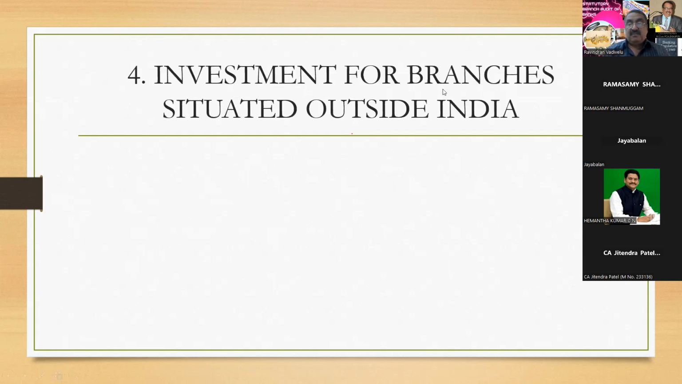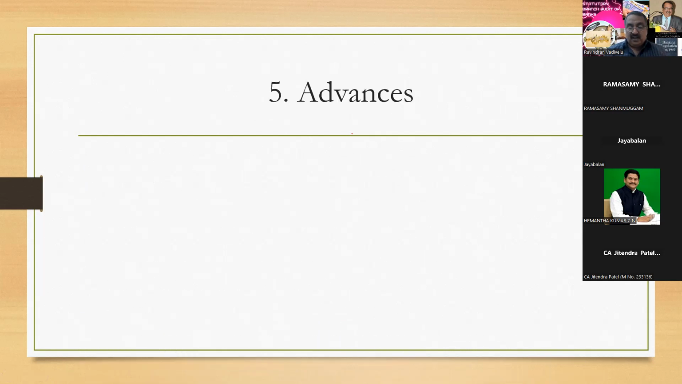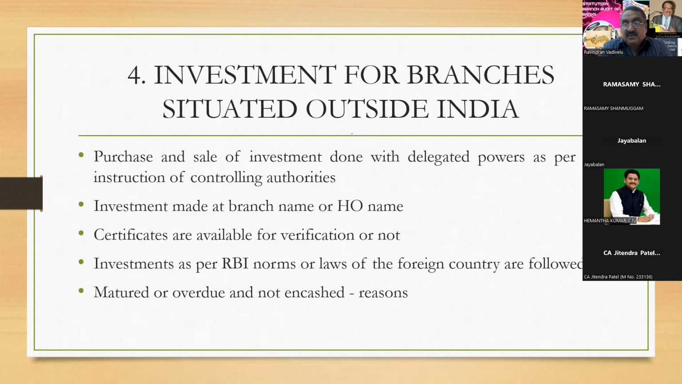Next one is investment for branches situated outside India. You can make investments within India. Suppose you want to make an investment outside India, what are the items that you have to verify? That we have to see here. Purchase and sale of investment. One thing, they use the word delegated powers. The regional office or controlling authorities have to give instruction to the foreign branch. So you can invest the deposit, you can invest the money with, say, an American bank or other bank. For this, the controlling authorities have to give direction: okay, you are permitted to make the investment.